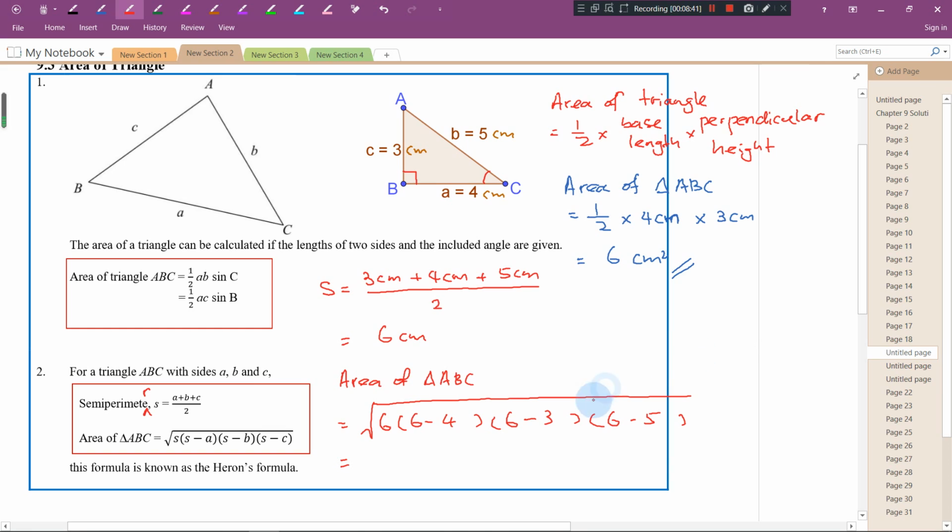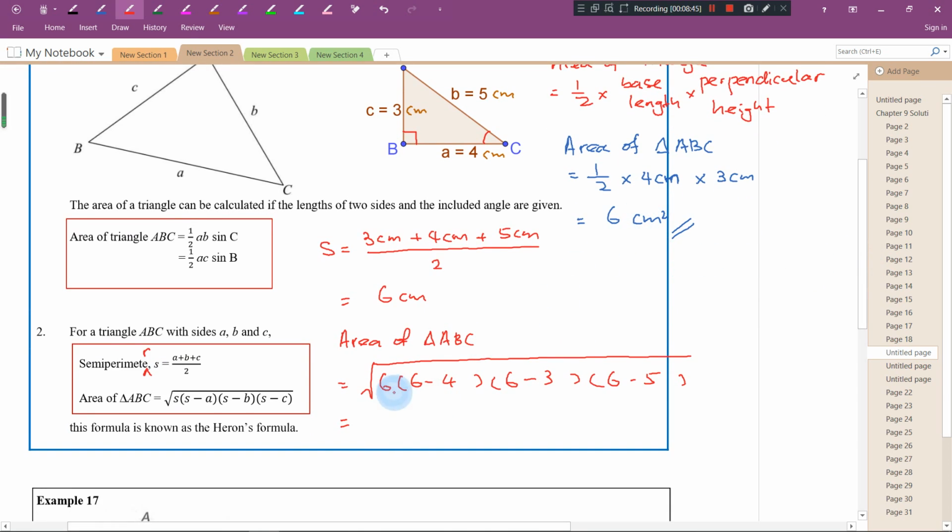Okay, let's check whether we can get the same answer. So this is 6, and this is 2, this is 3, and this is 1. Square root it. Here you will be able to get 36. Square root of 36 is equal to 6. Okay, we still get the same answer.